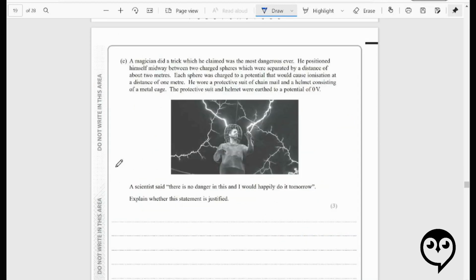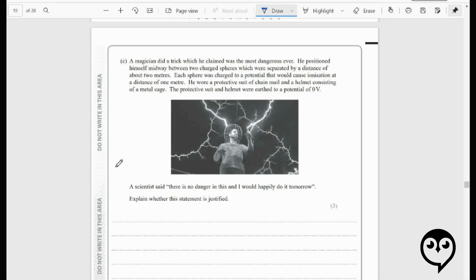All right, a magician did a trick which he claimed was the most dangerous ever. He positioned himself midway between two charged spheres, which were separated at a distance of about 2 meters. Each sphere was charged to a potential that would cause ionization at a distance of 1 meter. So he was in between, should be getting ionized. He wore a protective suit of chainmail and a helmet consisting of a metal cage.